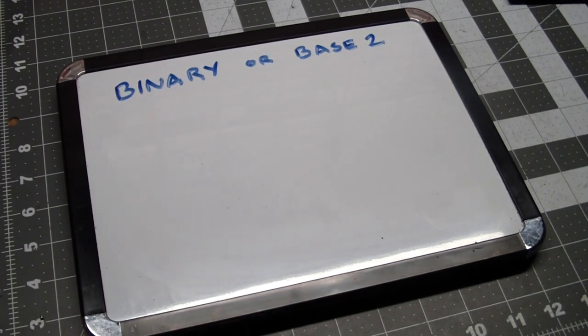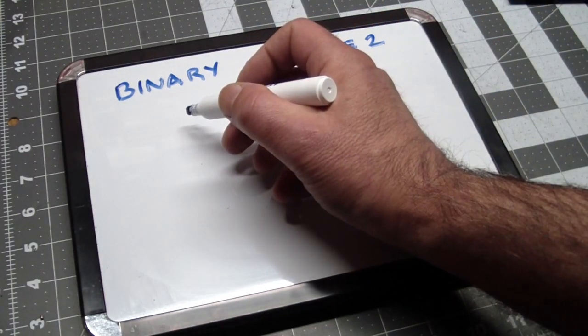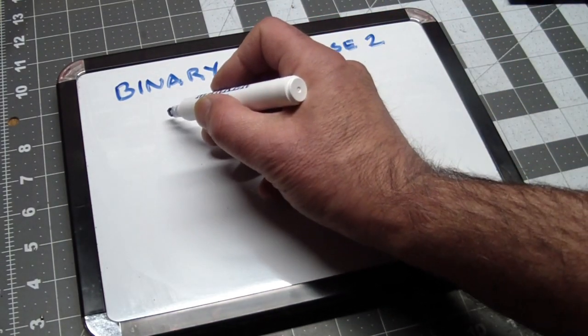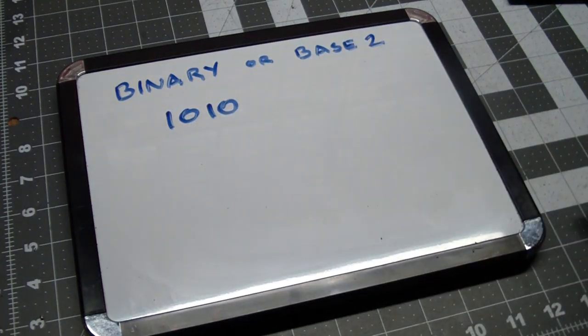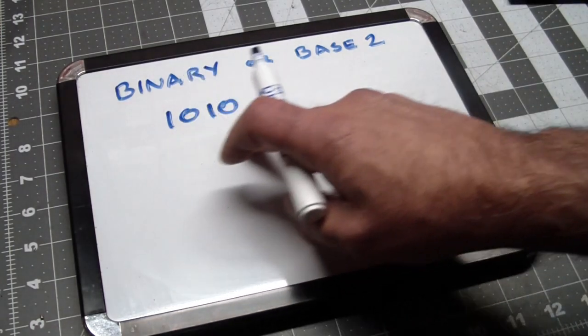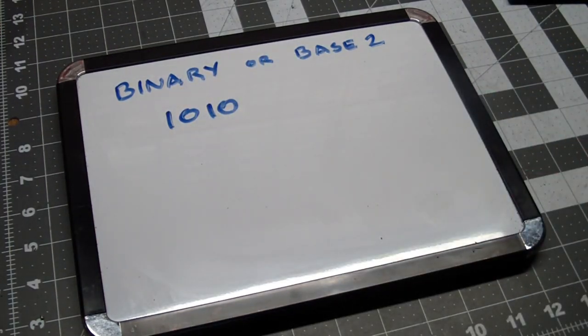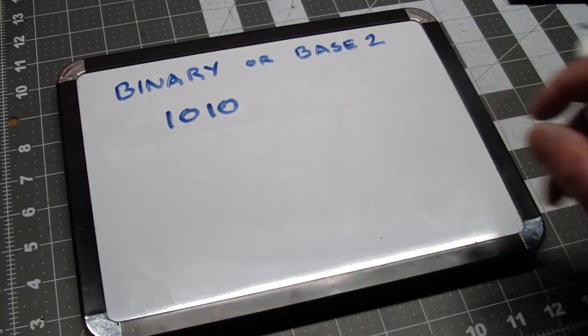Well, the granddaddy of them all is binary, or base 2, and as the base indicates, each digit can hold a value between 0 and 1, or I should say 0 or 1. So a binary number would look something like this. Let's say 1010. Now remember, we only allow zeros and ones. If there's any other symbol in this number, it can't be binary. How do we convert this to decimal?